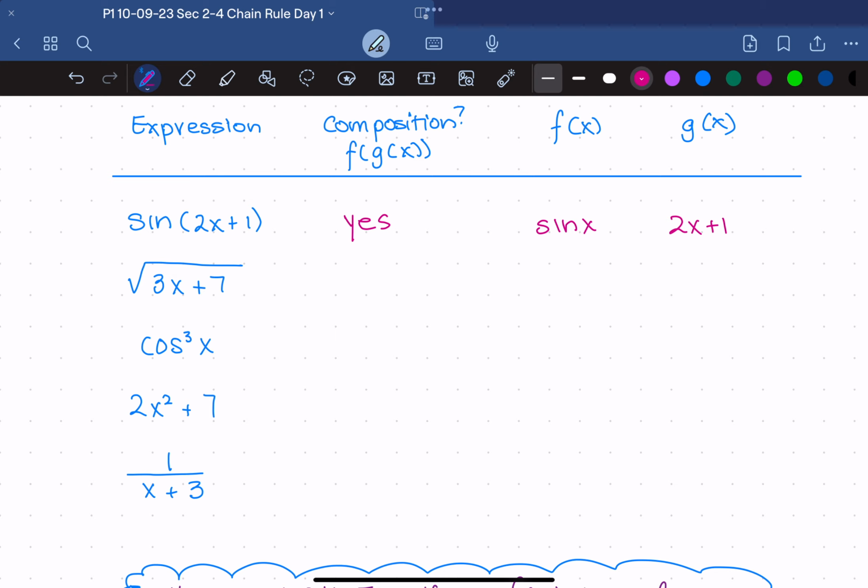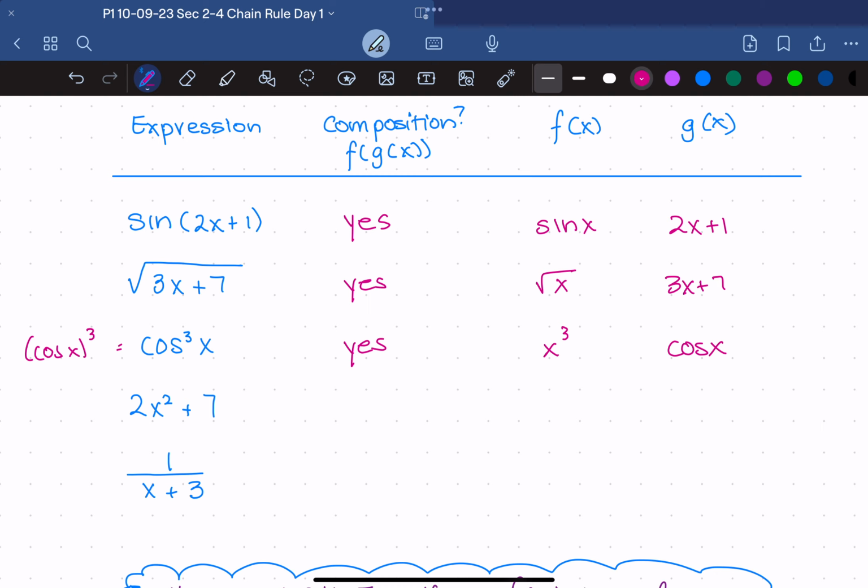Okay, I'm assuming that you paused the video. I'm just going to run down these really quickly. The second one, we can definitely see 3x plus 7 inside the square root. So yes, this is a composition: 3x plus 7 is inside the square root function. The third one is a little sneaky, but remember that cosine cubed x is the same thing as cosine x to the power of 3. So yes, we have a composition of functions, and cosine is inside the cubed function.